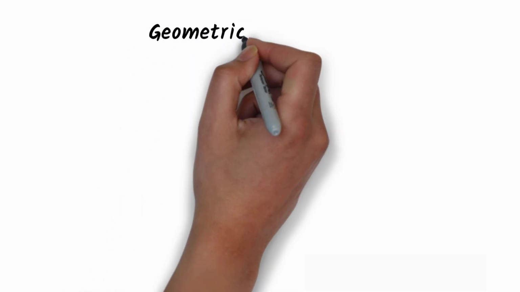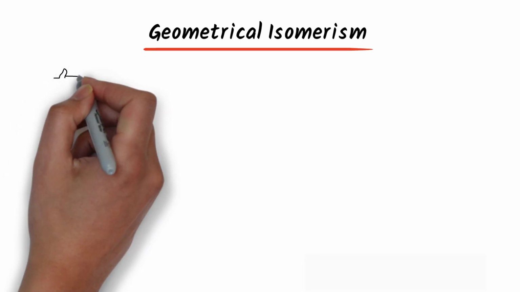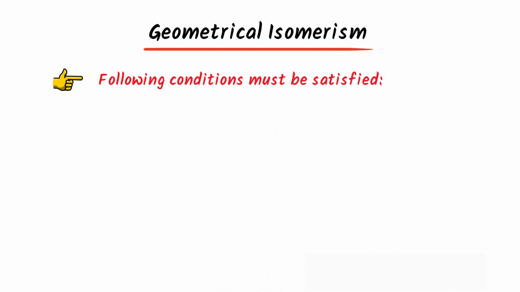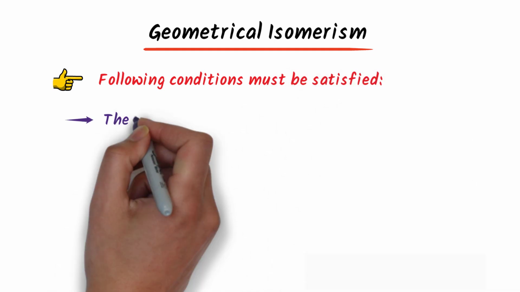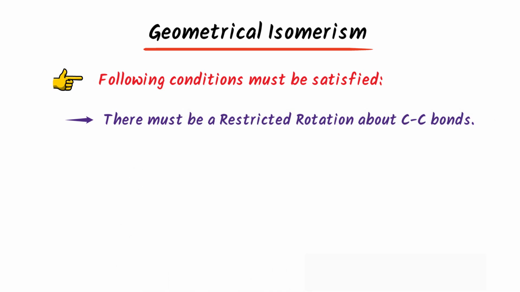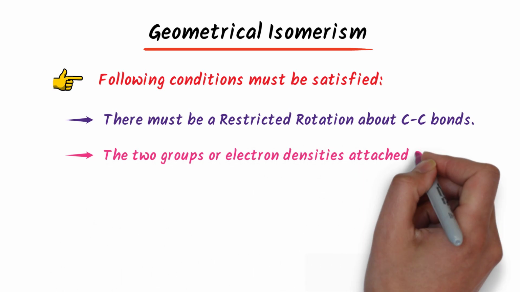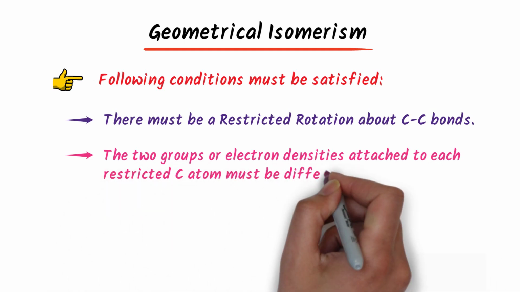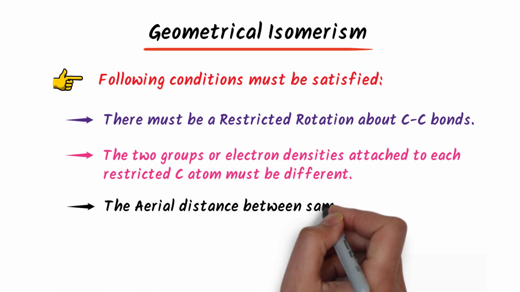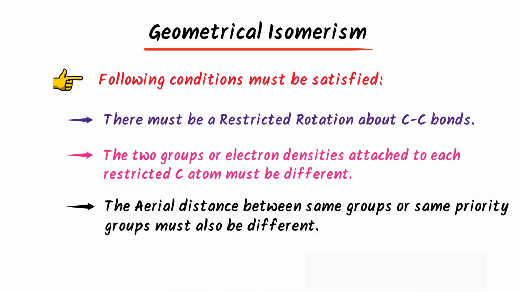Welcome back. Let's talk about the geometrical isomerism. For geometrical isomerism to be observed, the following conditions must be satisfied. The first condition is there must be a restricted rotation about carbon-carbon bonds. The second condition is the two groups or electron densities attached to each restricted carbon atom must be different. And the third condition is the areal distance between same groups or same priority groups must also be different.